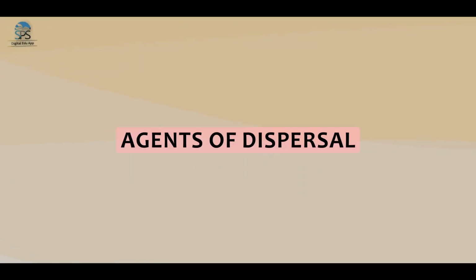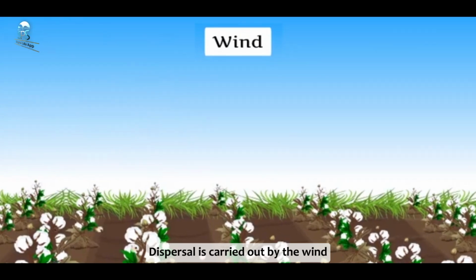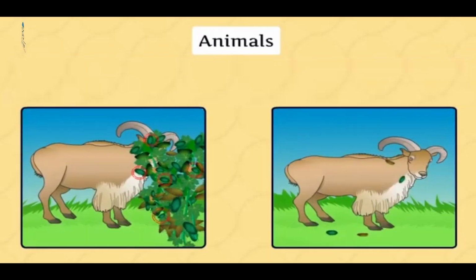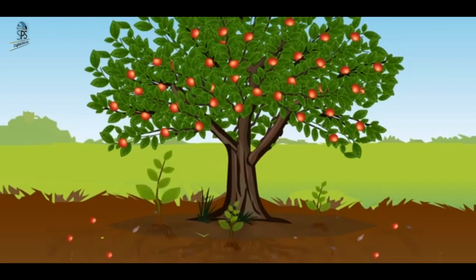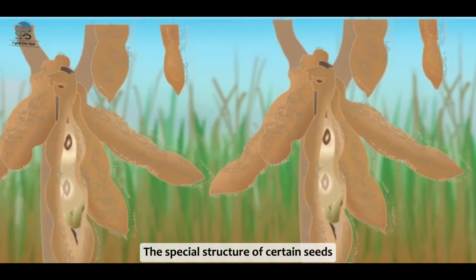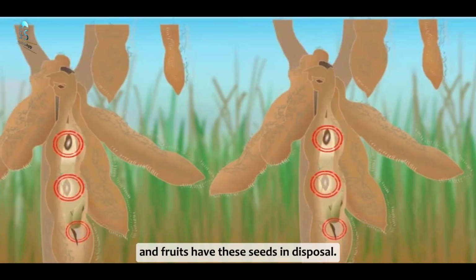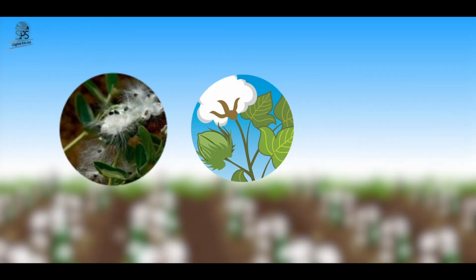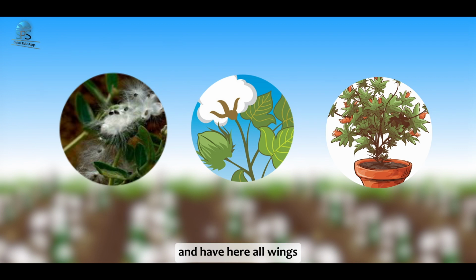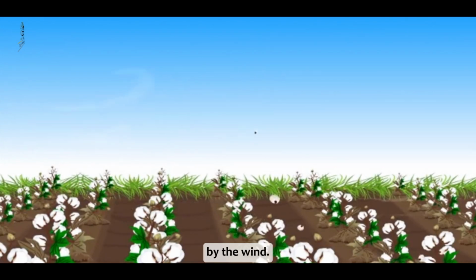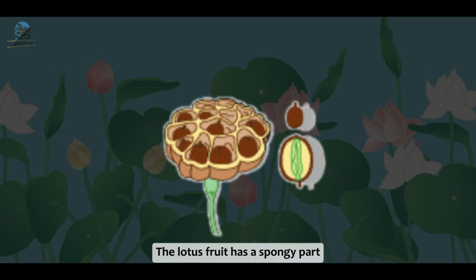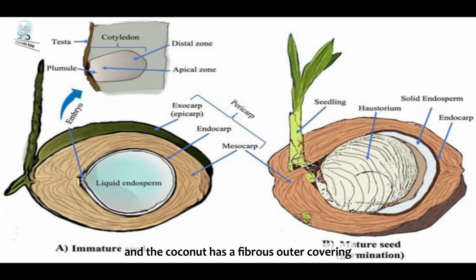Agents of dispersal. Dispersal is carried out by the wind, water, animals, and by the explosion of fruits. The special structure of certain seeds and fruits helps these seeds in dispersal. Wind. Seeds of cotton, madar, and hyptis are light and have hair or wings, so they can be easily carried by the wind. Water. The lotus fruit has a spongy part and the coconut has a fibrous outer covering to enable them to float on water.